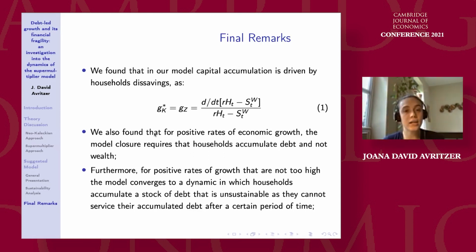And finally, we observe that for positive rates of growth of the economy that are not too high, the model does converge to a ratio of the stock of debt to the stock of capital that is not financially sustainable from the perspective of households. So that means that basically the model would require households to accumulate a stock of debt that they would not even be able to service.